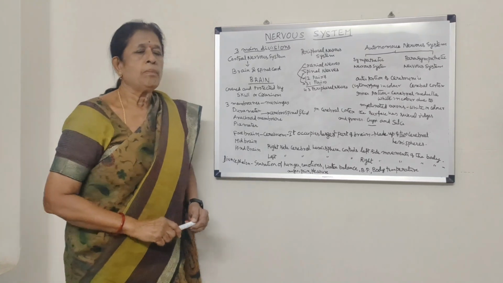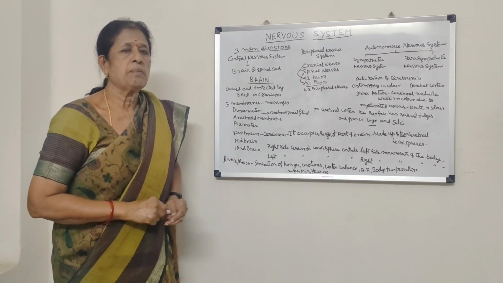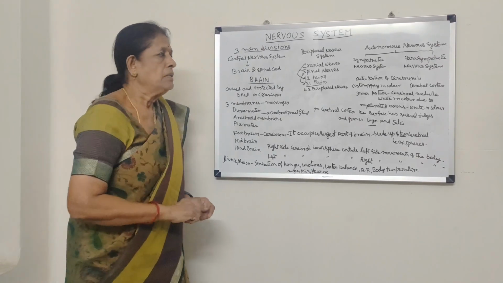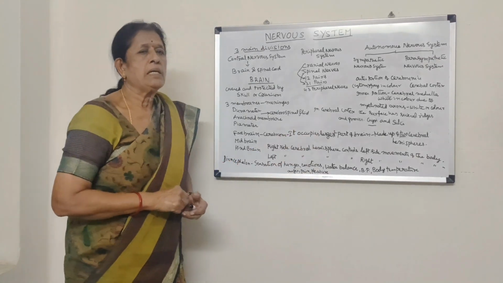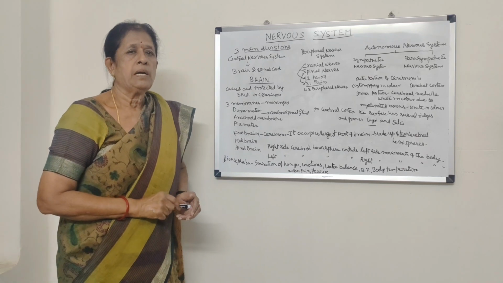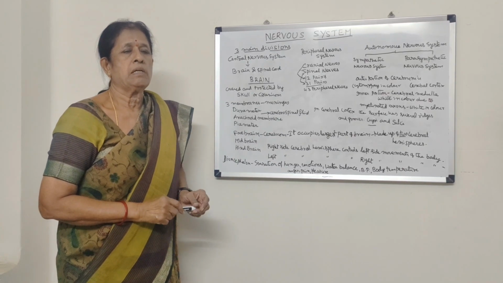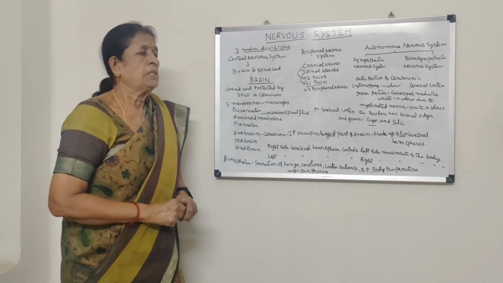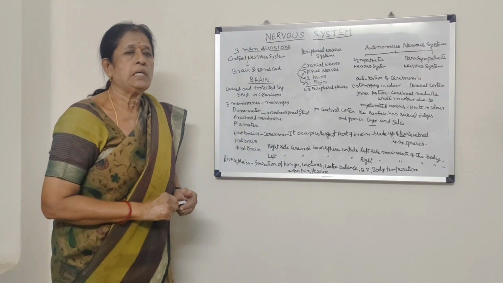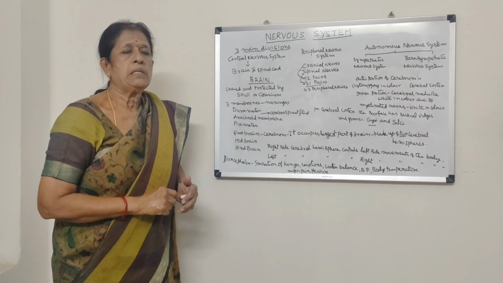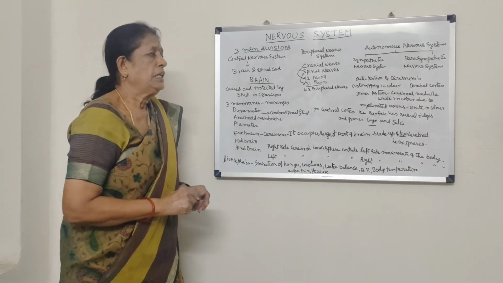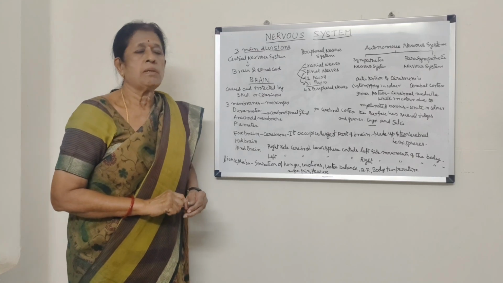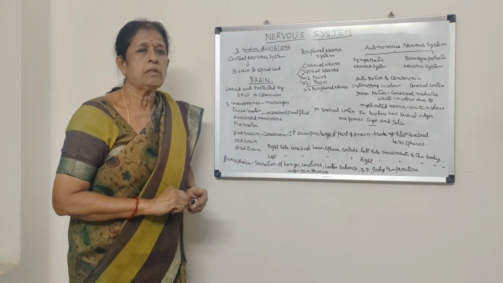In the cerebrum, the outer part is called the cerebral cortex, and the inner part is called the cerebral medulla. The cerebral cortex is grey in color. It's called grey matter because of the presence of cytons or cell bodies. The inner portion, the cerebral medulla, is made up of bundles of axons. It is white in color. It's called white matter.